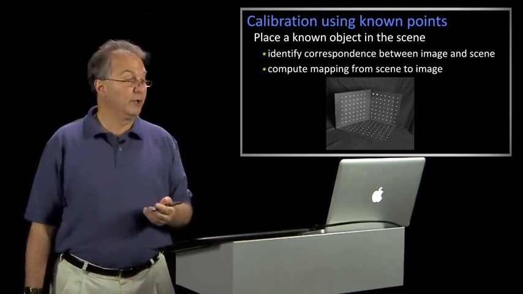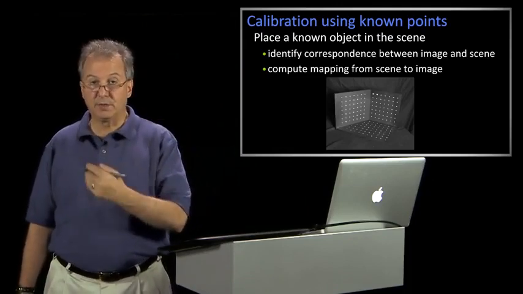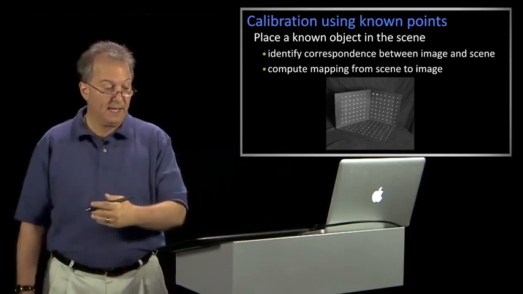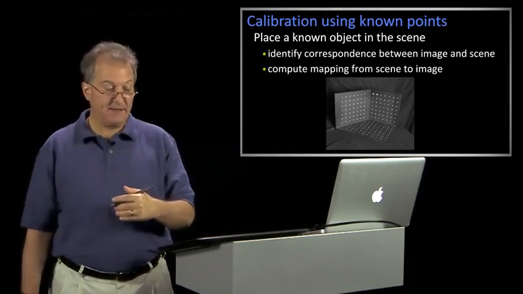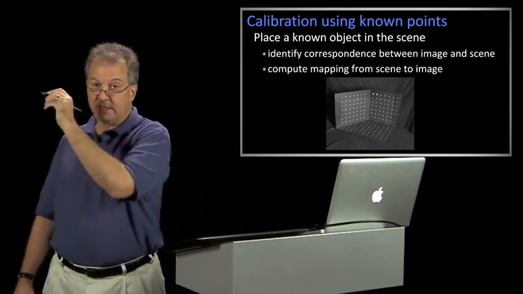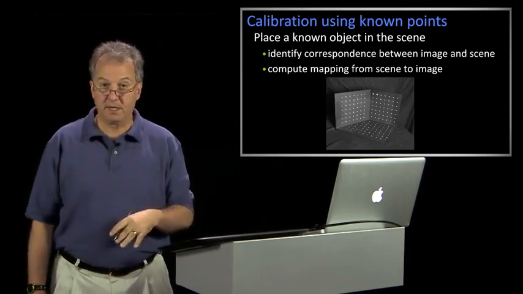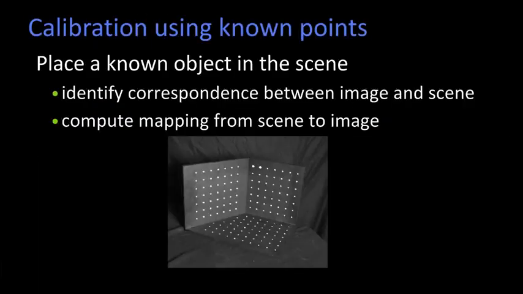Fundamentally, at the heart of calibration is this idea of having some points whose three-dimensional location in the world we know, and that we identify them in an image. That is, we can find the correspondence between this point in the image and that point in the world, and then we have to compute some sort of a mapping from a scene to the image. And one thing you can do is put an object like this in the scene that has a bunch of points on it, and you've measured or you know something about the shape of that object, and you know where all the points are.